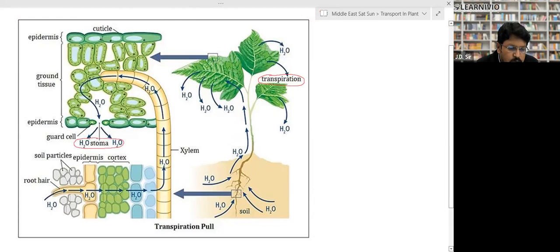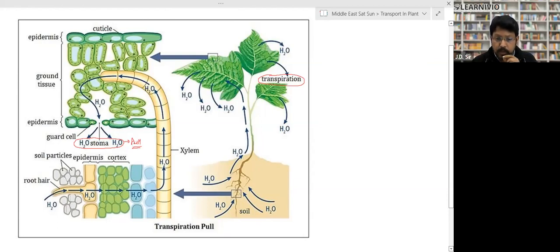So when they are losing water, they create a pulling force by way of transpiration. So transpiration is creating a pull force, right? This is called the transpiration pull theory. In a nutshell, transpiration is the thing which is drawing the water from the root. It is the same way as when you have a cold drink bottle and a straw and you are sucking the cold drink with the help of the straw.